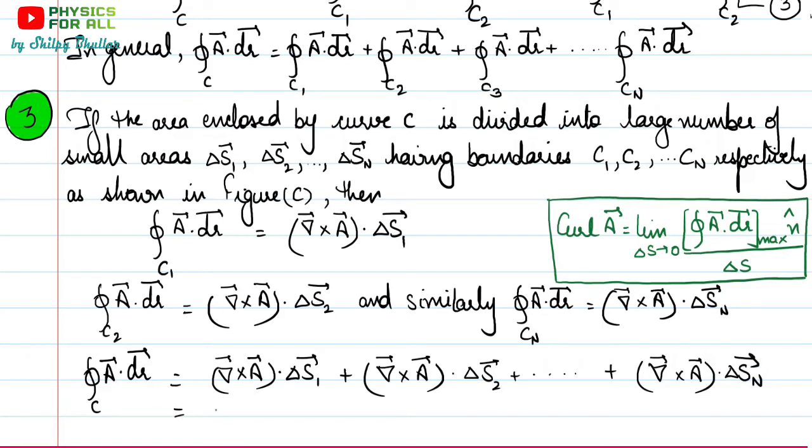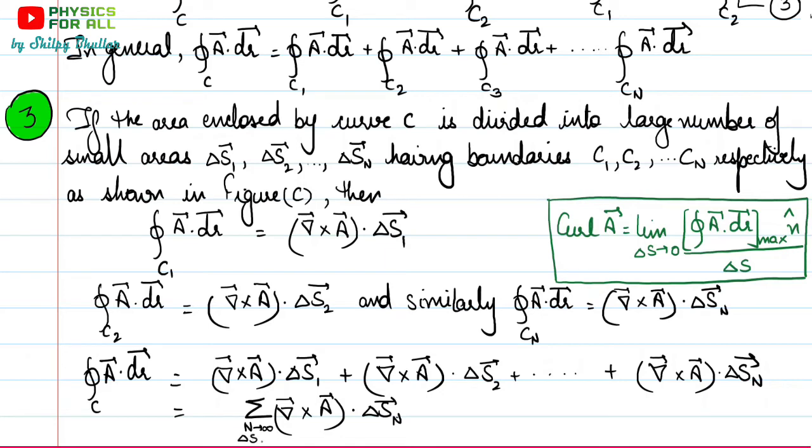In just one step, we can denote them by summation, right? Whenever we have a large number of quantities, we denote them by summation. So in simple sense, that would be del cross A dot, let's say, delta Sn. We'll keep the n as our variable, and this n would be a large number, let's say infinity.